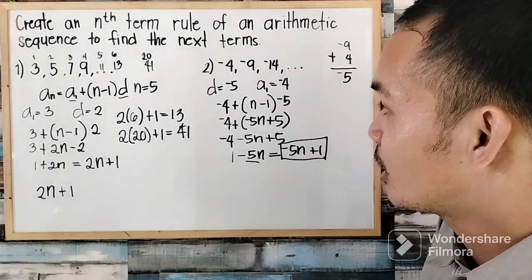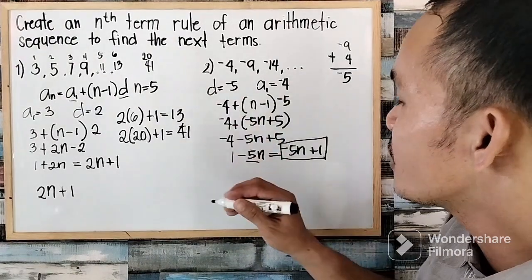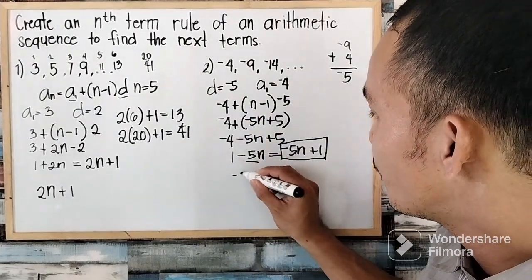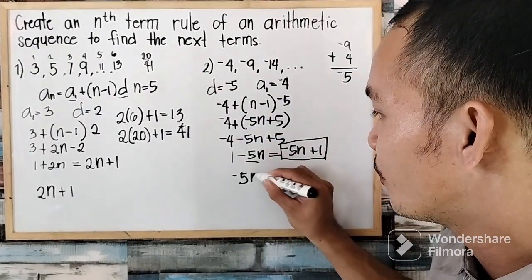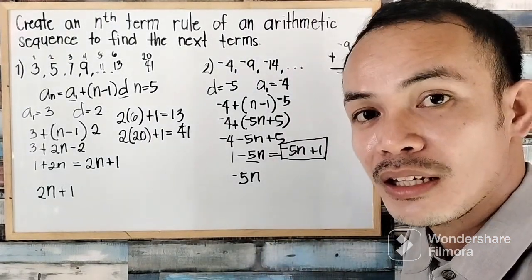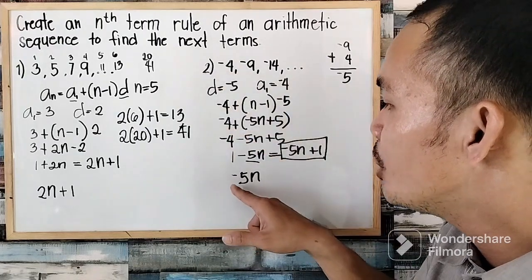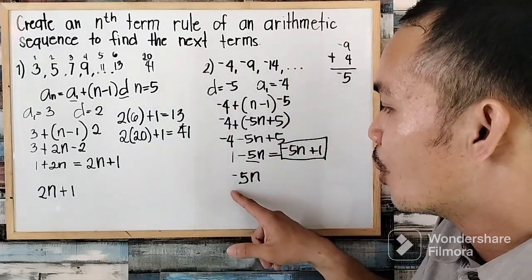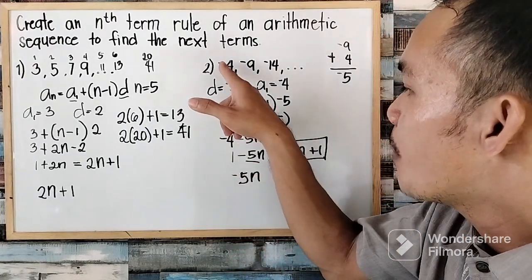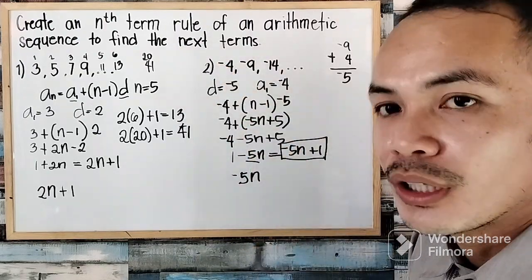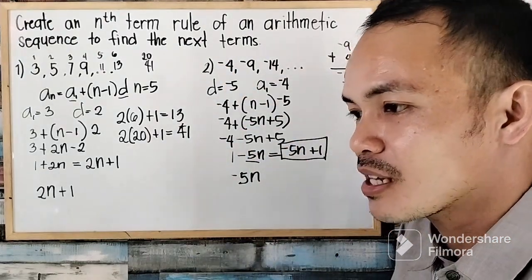Now, let's have the shortcut. Okay? So, yung common difference natin dito is negative 5. Lalagyan mo lang ng variable sa tabi ng common difference. And after that, titingnan mo yung first term. Ano ba yung i-add or isa-subtract mo sa negative 5 para magiging negative 4? Mag-a-add ba tayo or magsa-subtract?